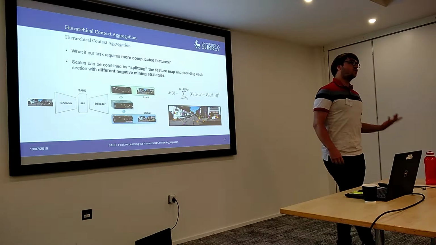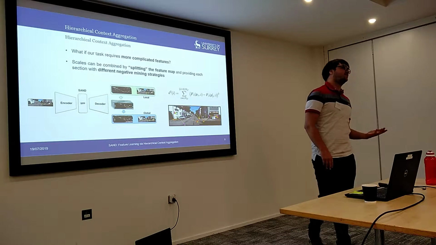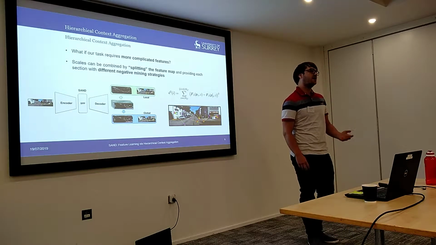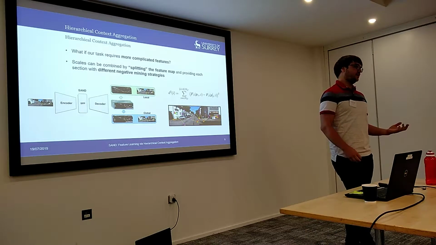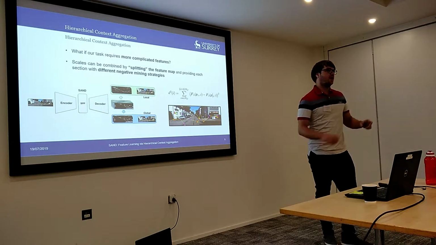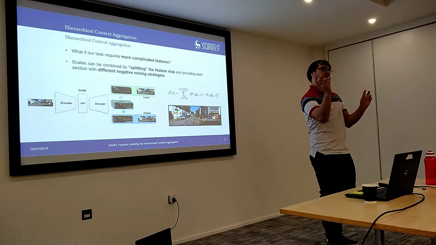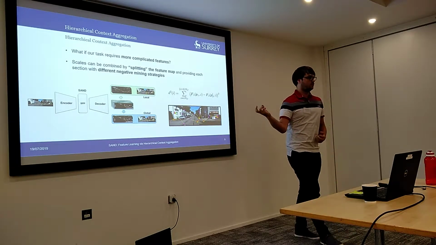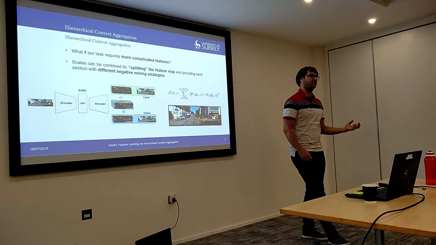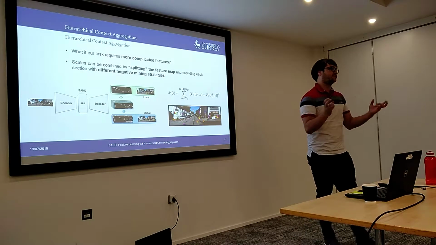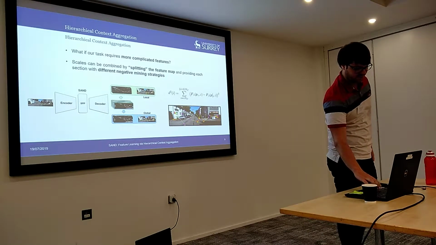If we want to learn more complicated features, what we can instead do is combine multiple of these negative mining approaches together and train them simultaneously. In this case, what I mean by splitting is that, for example, if we have a 32-dimensional feature, we can take the first 16 dimensions, train them with a set of global negatives, and take the last 16 dimensions and train them with the local set of negatives, and then combine the feature maps again. And this is what we call hierarchical context aggregation.